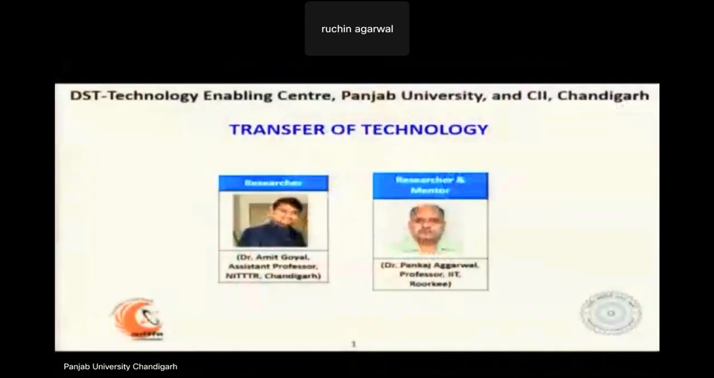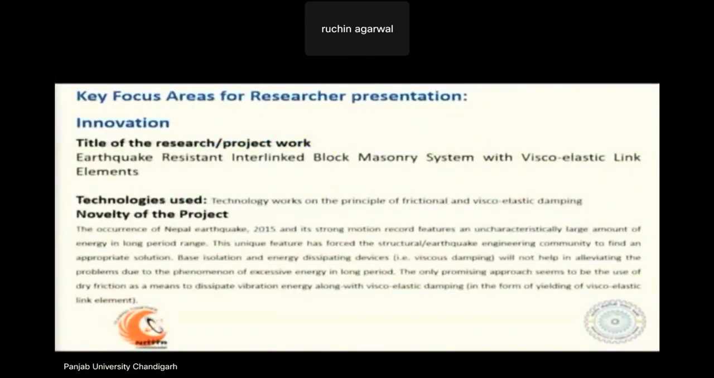Next. So this technology is basically based upon the principle of damping. Here, two types of damping play an important role. First is viscoelastic damping, and another is frictional damping. There are two components of the technology. One is the interlinked block, not to be confused with an interlocked block. This is an interlinked block, and we have introduced the interlinking element.